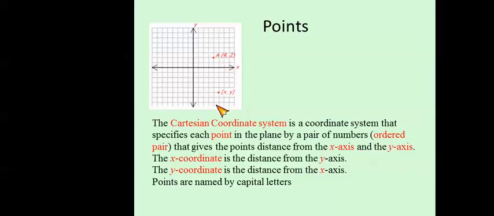Points are named, not numbered, named by capital letters. So point A: 1, 2, 3, 4, the x-coordinate is 4; 1, 2, the y-coordinate is 2.